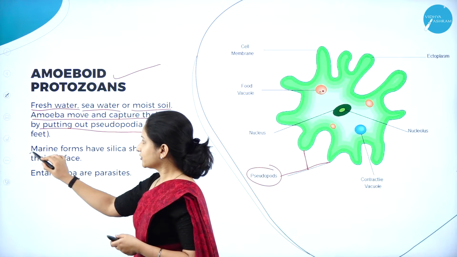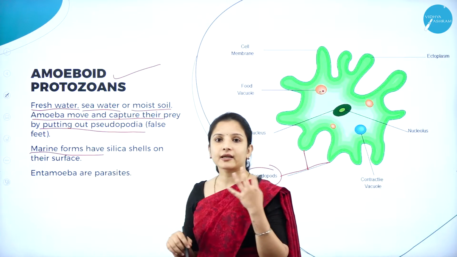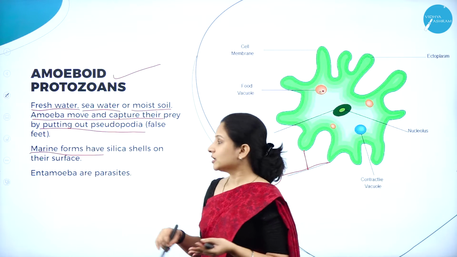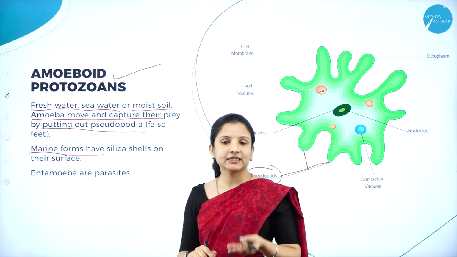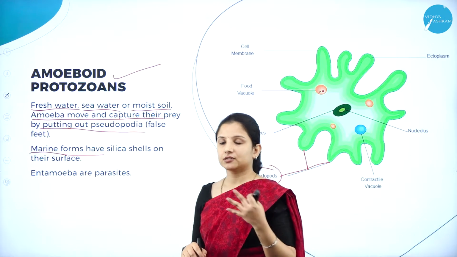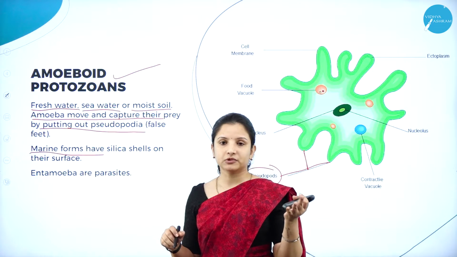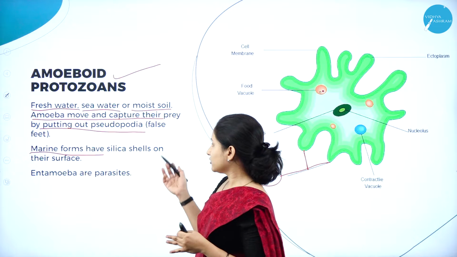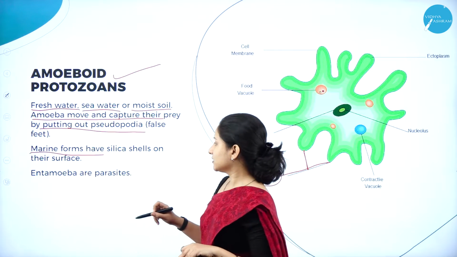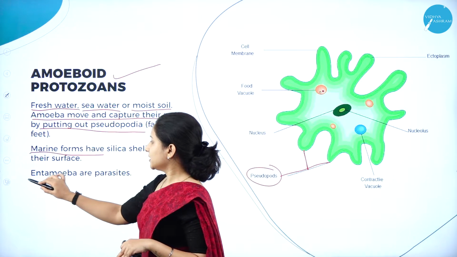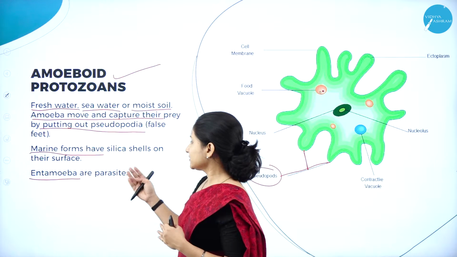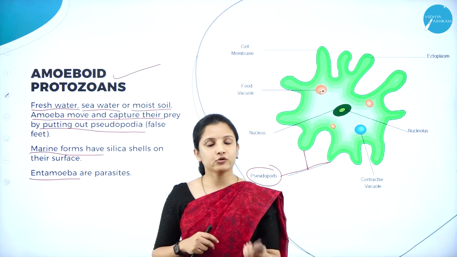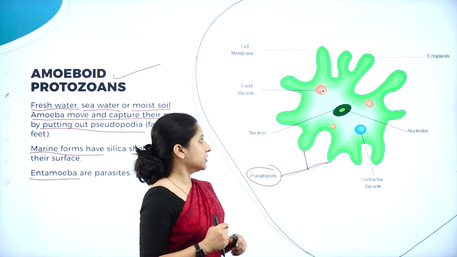And there are also marine forms. I told you they can also live in marine environments, that is seas and oceans. These marine forms have silica shells on their surface, just like diatoms have silica on their cell wall. The best example is entamoeba, and these are usually parasites, and they cause diseases in human beings as well as animals.